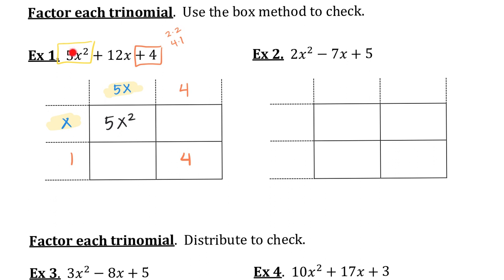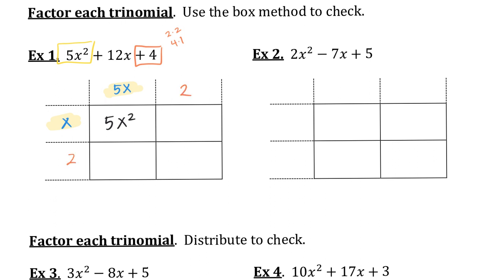And I know that's gonna give me a 4 here. So I know that the 5x squared is good, the 4 is good. I wanna see if the 12x is good. So I'm gonna do this times this. I get 4x. Right here, 1 times 5x, I get 5x. Okay, now the question is, if I do 5x plus 4x, do I get 12x? I don't. Okay, so my guess was not right. So let me retry this. Instead of 4 times 1, let me try 2 times 2 and see if that's correct.